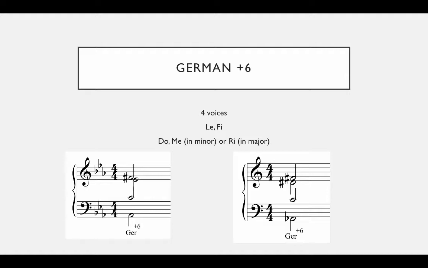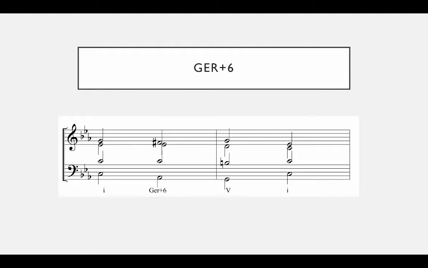But let's start with the easiest version, which is the minor mode. So we're going to actually go ahead and switch our template to the parallel minor and use C minor. First, let's look at this. I've done the part writing for us to show us one problem. So we're in C minor, the bass moves 1, German augmented 6, straight into 5, into 1.